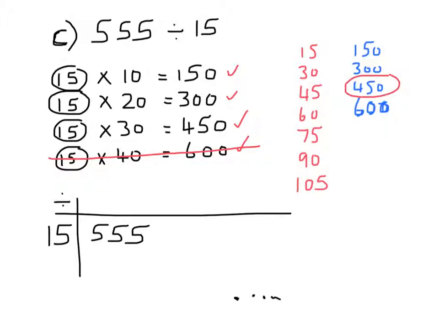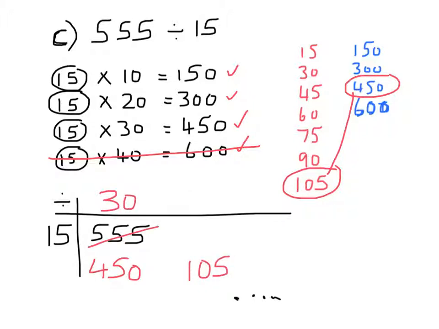So 450 add something makes 555. The bit I need to add on is 105. So there you go. Those are the two numbers I need. So I've got 450 and 105. Well, 30 piles of 15 makes 450, and 1, 2, 3, 4, 5, 6, 7 piles of 15 make 105. So altogether, I found 37 piles of 15. Just using that very quick, very simple strategy of writing out the times table and then timesing it by 10. In this case, I didn't need to times it by 100.